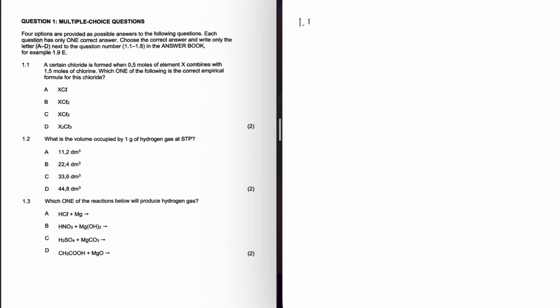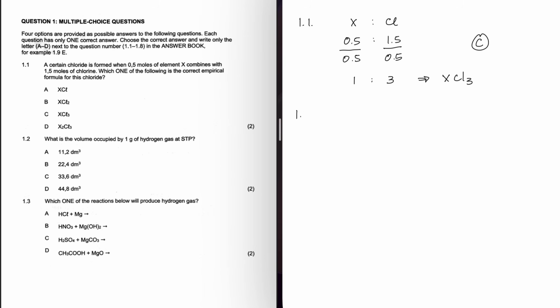So question 1.1, I'm going to write element X and element Cl. The mole ratio they give us is 0.5 to 1.5. Now what you're going to do here is divide by the smallest number. So divide by 0.5, divide by 0.5, and that gives us 1 and 3. So therefore, our empirical formula is going to be XCl3. So the answer is going to be C.